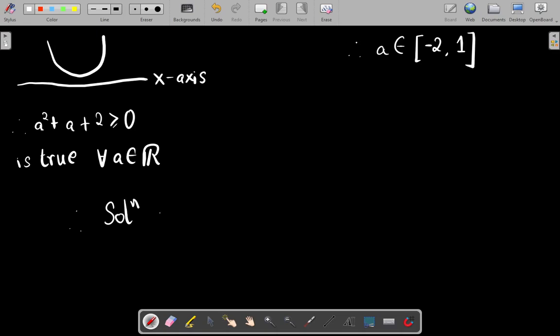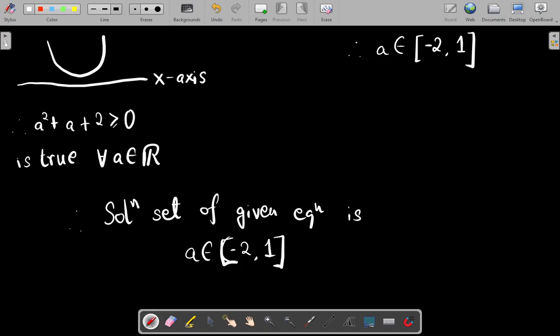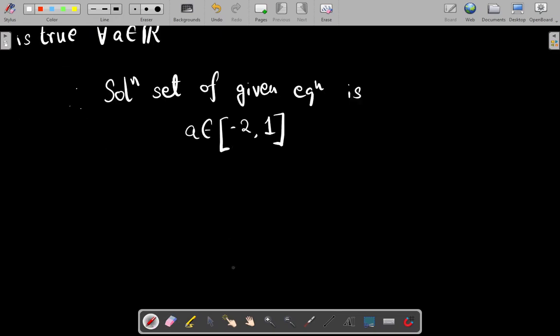So the final solution set of the given equation is: a lies in the closed interval minus 2 to 1. This is the final answer.